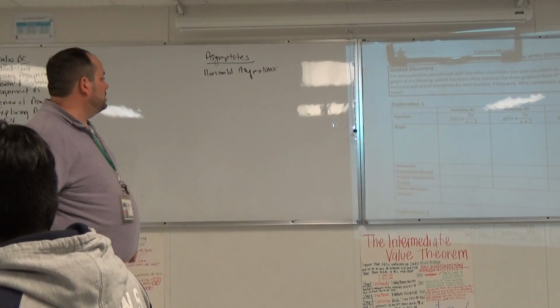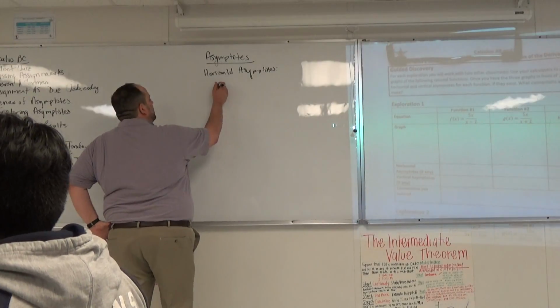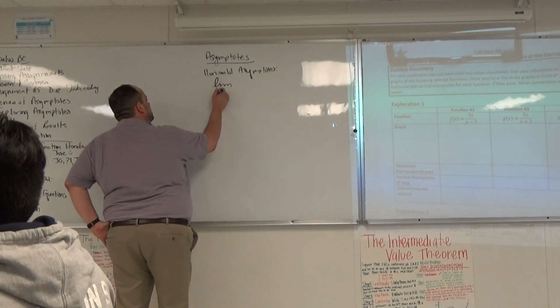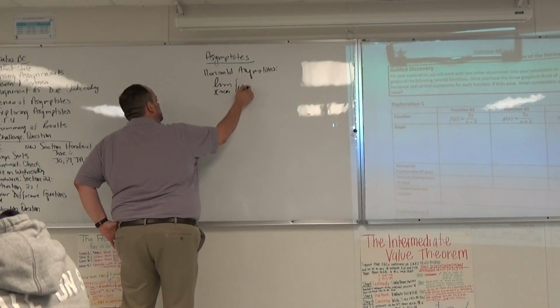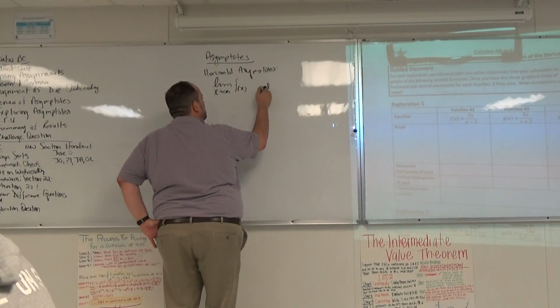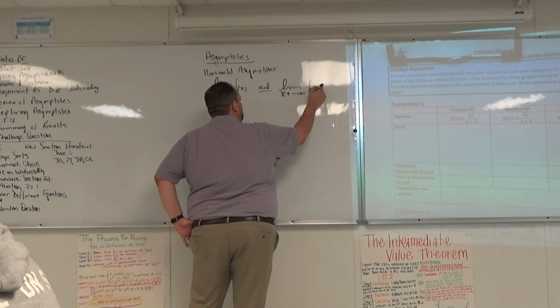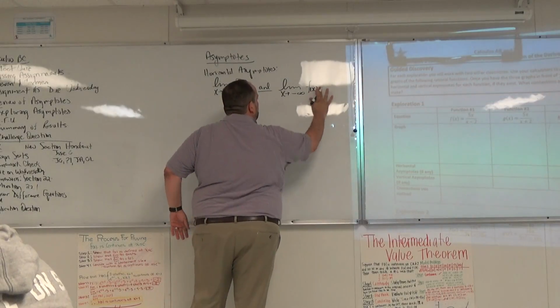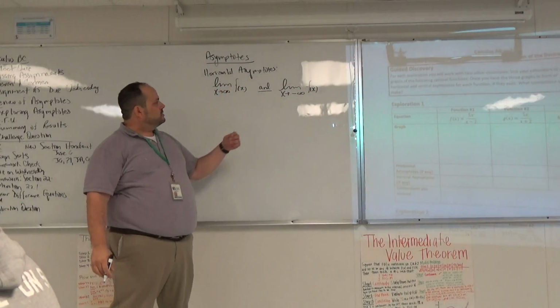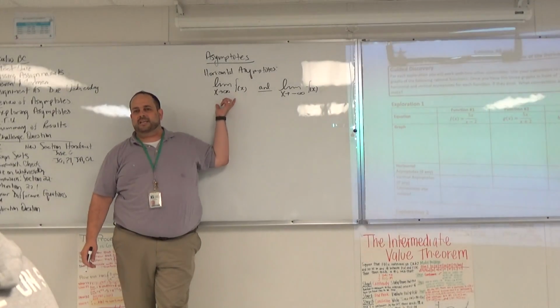In other words, if the limit of f of x equals L as x approaches infinity, or if the limit of f of x equals L as x approaches negative infinity, then the line y equals L is a horizontal asymptote of y equals f of x. Okay. Say it a little shorter. Find the limit as x approaches infinity.